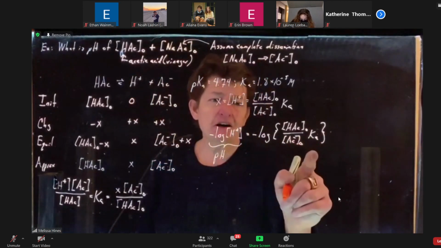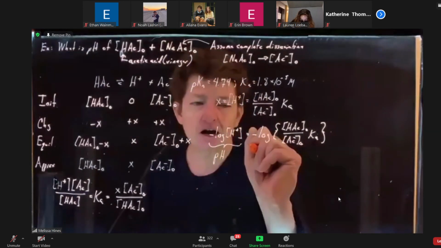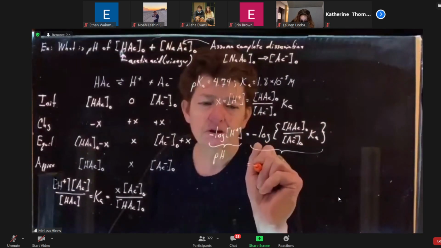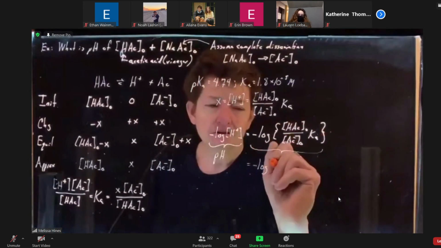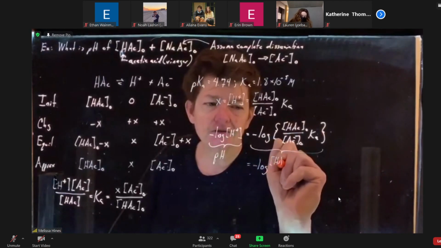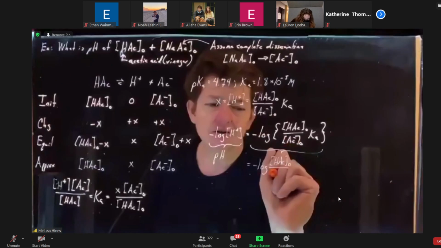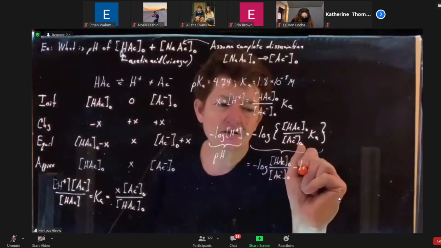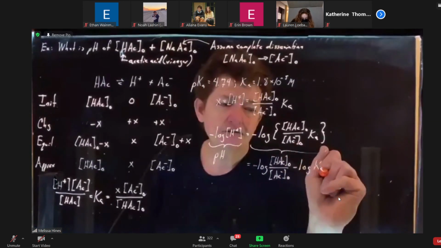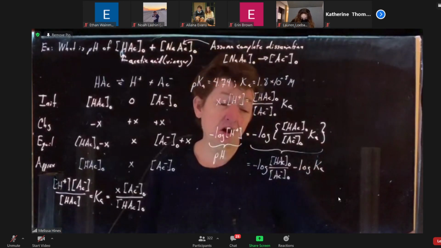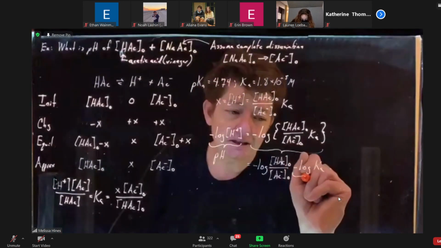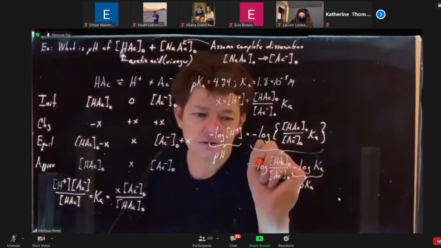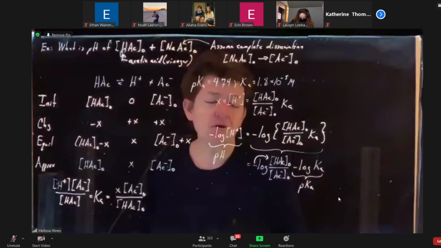And the way I'm going to simplify this is I'm going to split my product into two pieces. And so I'm going to say that this is going to be equal to the negative log of acetic acid naught divided by the concentration of acetate naught. And then I'm going to have minus the log of Ka. Okay, so that's nice. And then the negative log of Ka, well, that's simply going to be equal to my pKa.